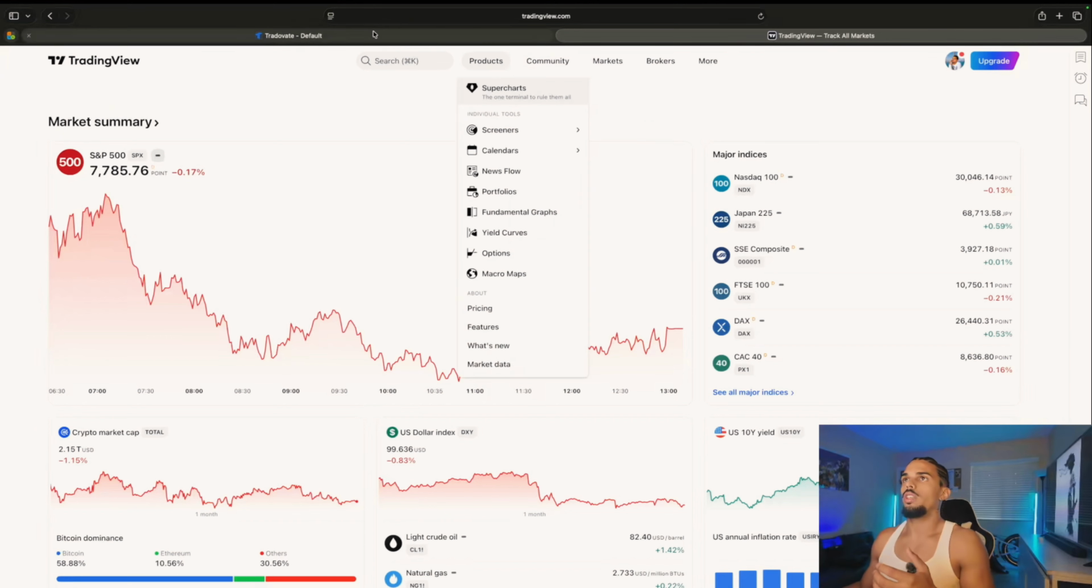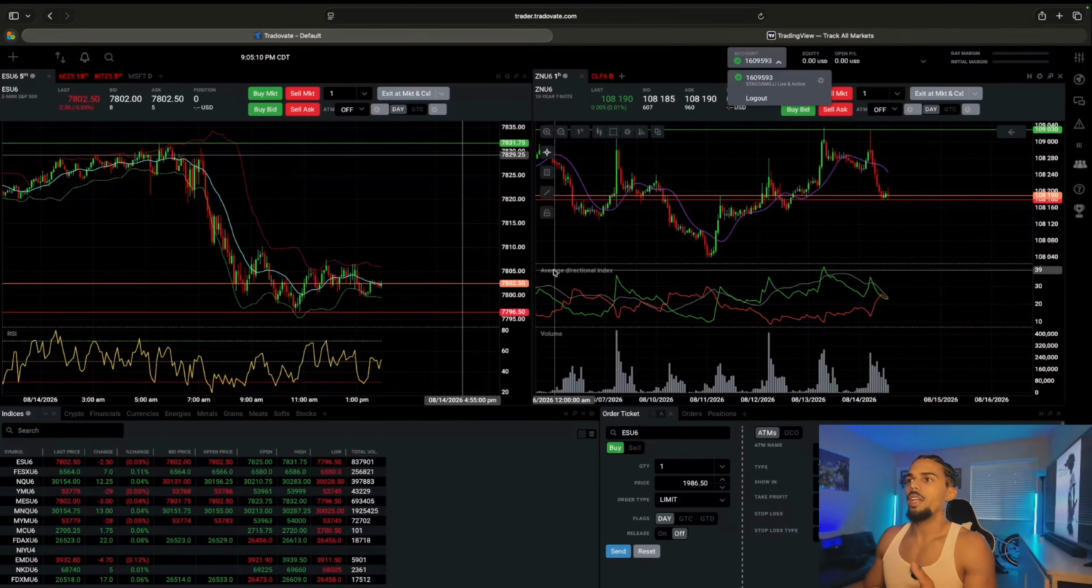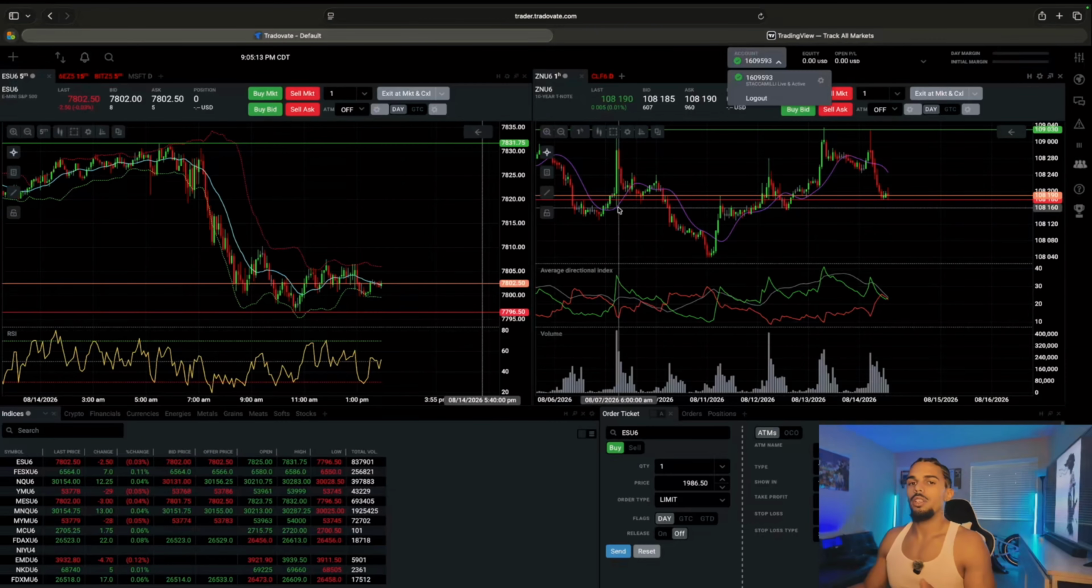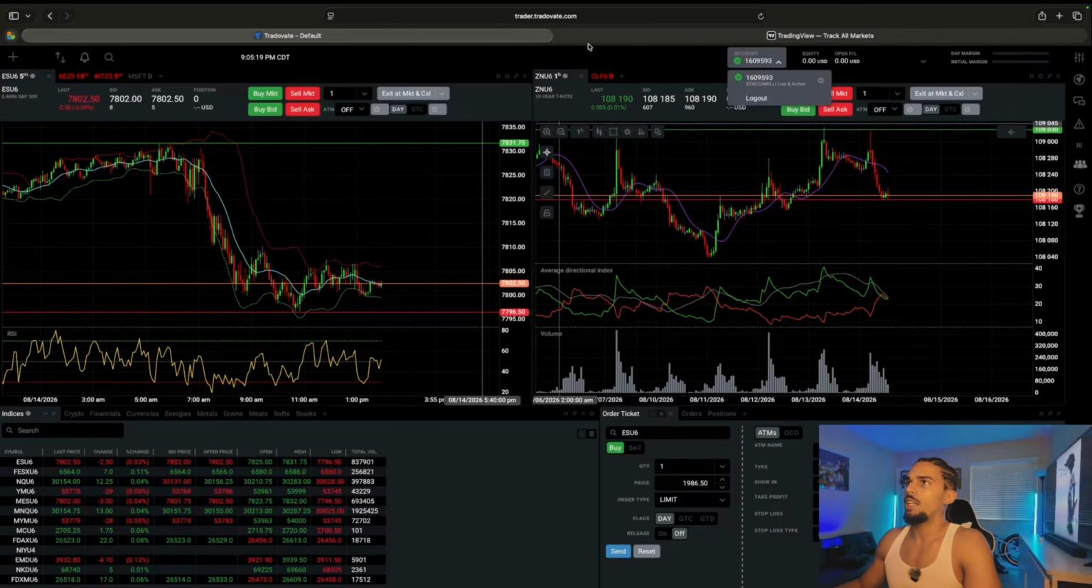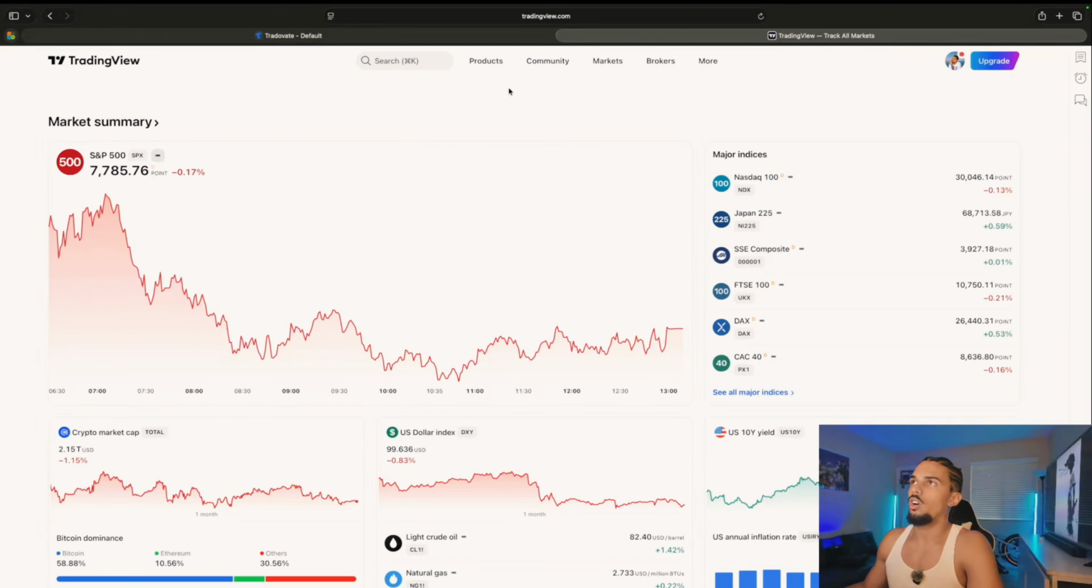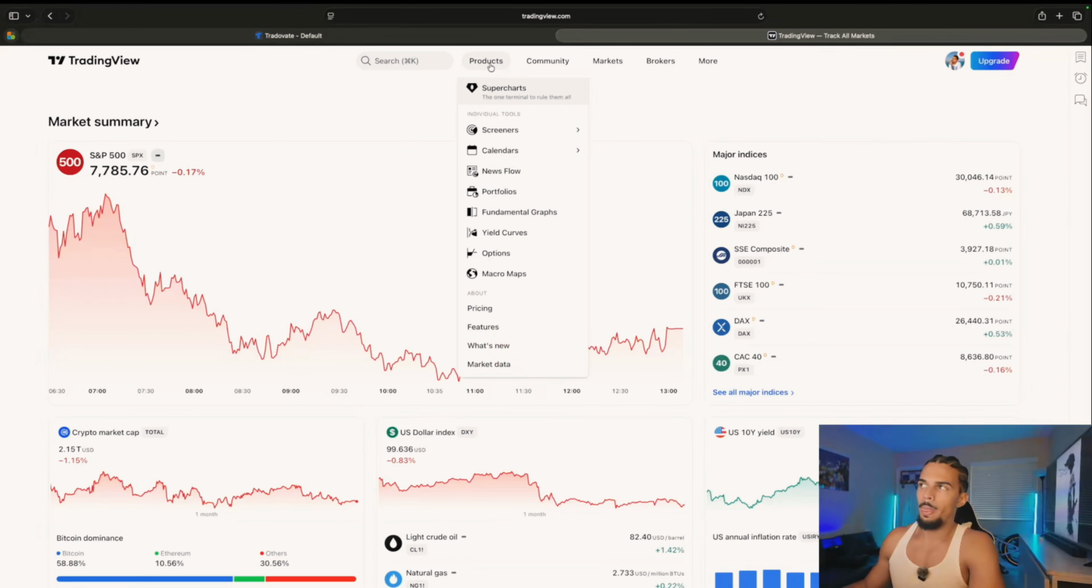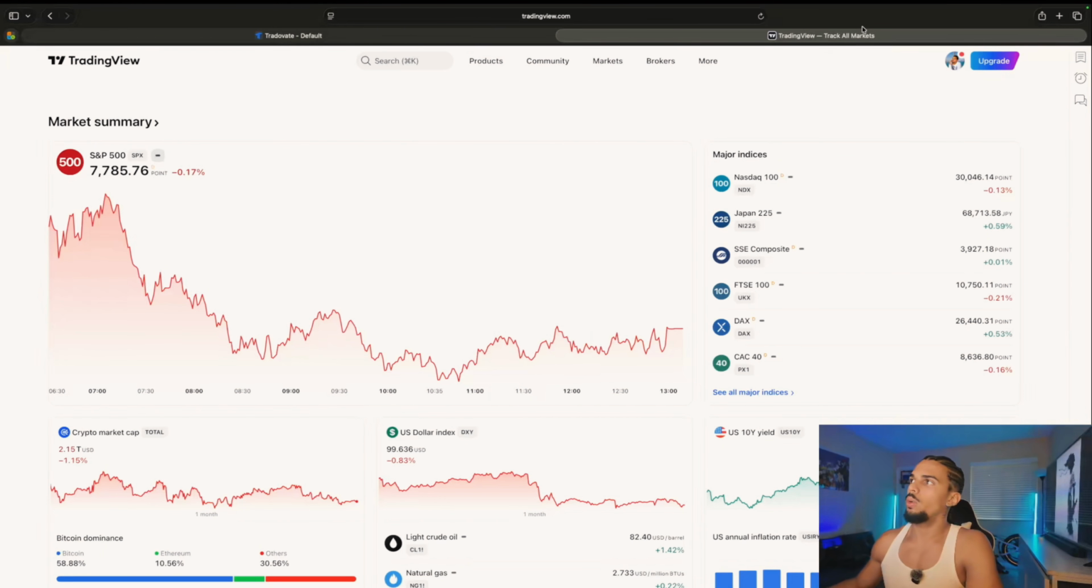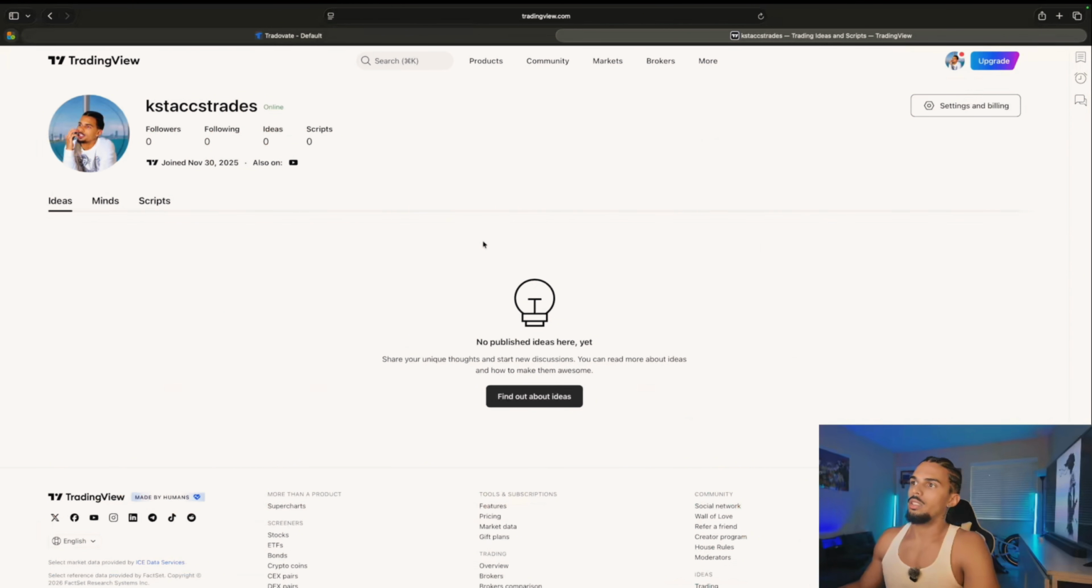Not this right here. Every once in a while you see somebody trading on their specific broker or their specific station like this. But for the most part, for me, I always saw people on the markets that look like this. So the first thing you're going to want to do is create your TradingView account.